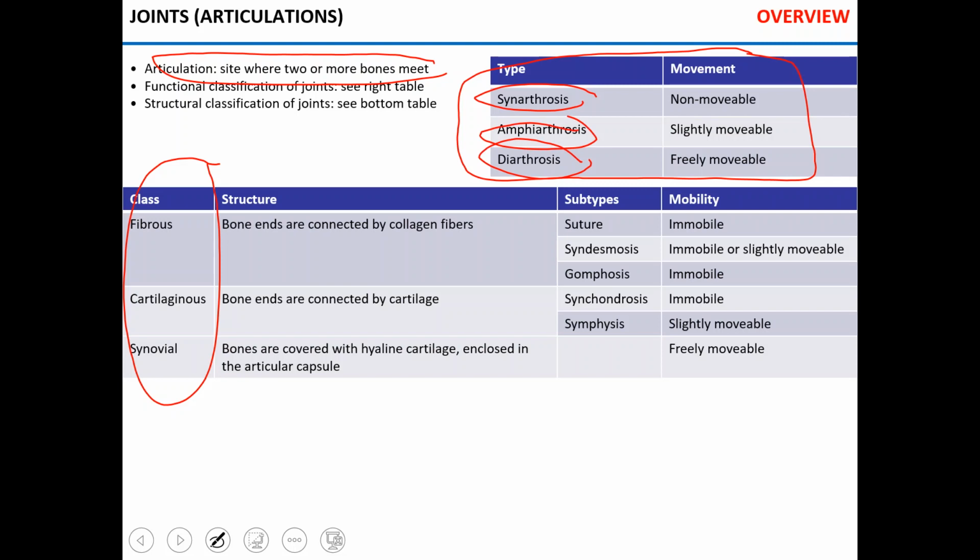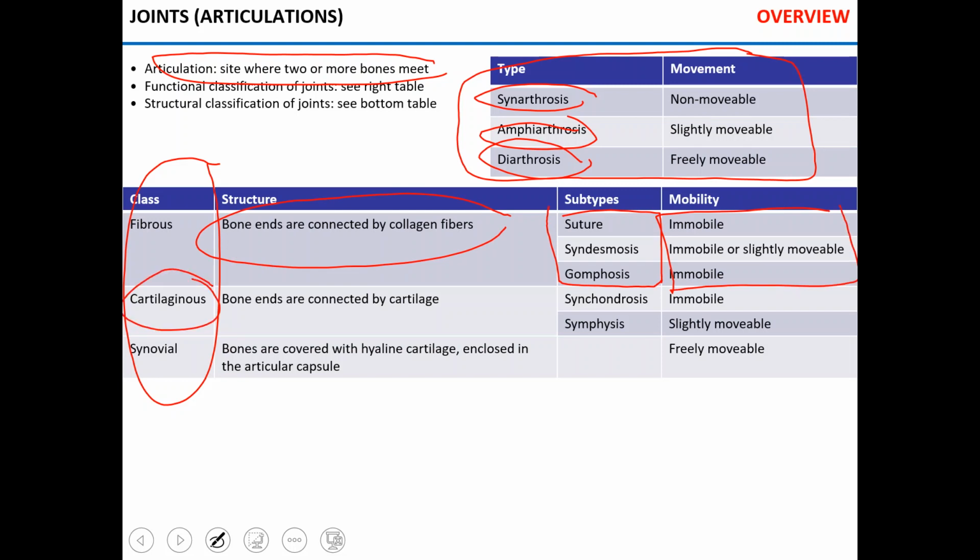Structurally, joints can be fibrous when ends of the bones are connected by the collagen fibers. Three types listed here. We're going to talk about them: sutures, syndesmosis, gomphosis. All of them are immobile or slightly mobile.